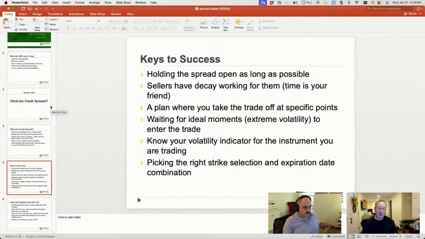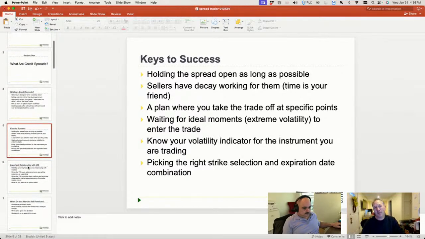If you're trading the Russell 2000, then you have to know what the RVX is. If you're trading the SP 500, SPY, you got to know what the VIX is doing, right? You have to know where VIX levels are at, so you can create some spreads and take advantage of the volatility. And then finally, picking the right strike and selection.